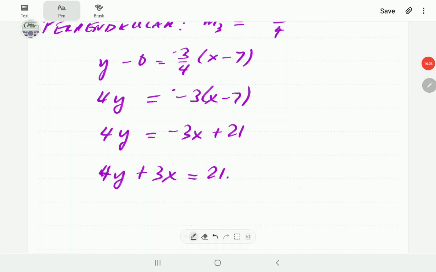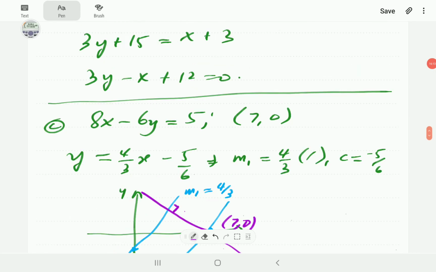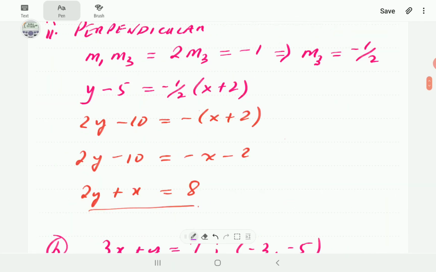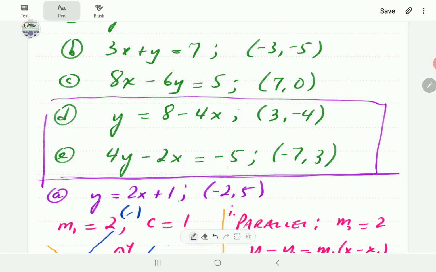All right, at this point, we're going to give you an opportunity to have a go at these last two. So just have a go at D and E. Just pause the video, and then when you press continue, you can compare with our answers.